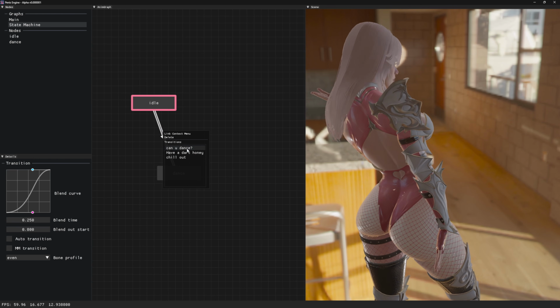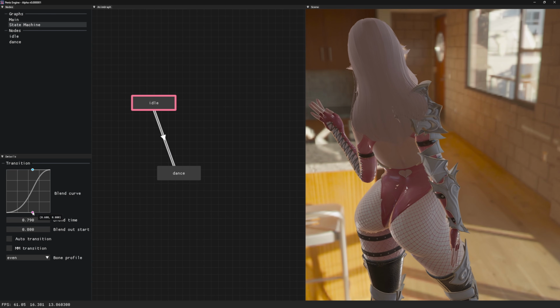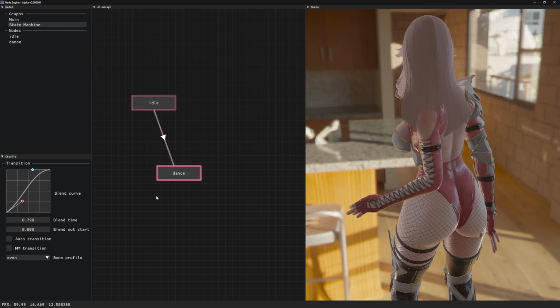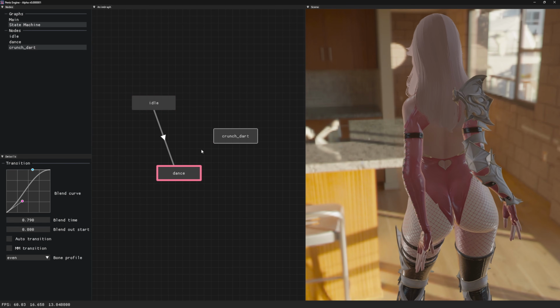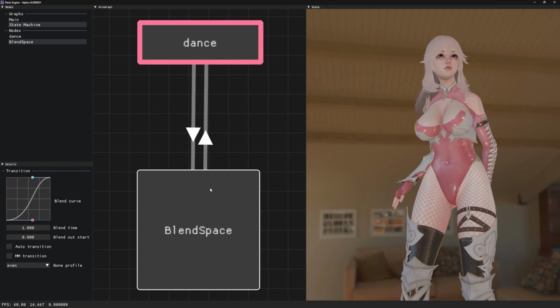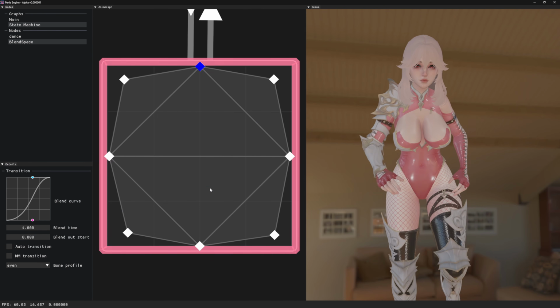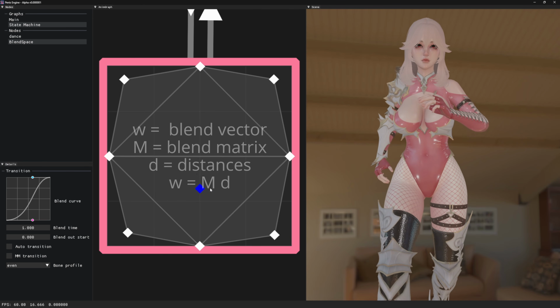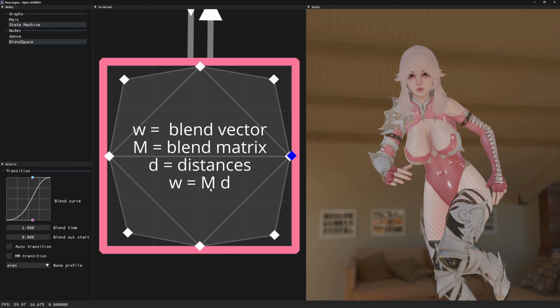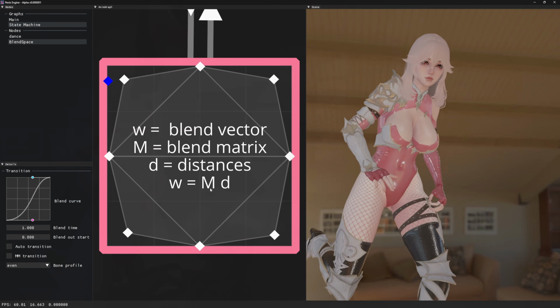So here it is, the node editor. Pretty happy with how it all turned out. It's got the usual functionality you'd expect, like change blend times, you can adjust the blend curve, you can see stuff moving around. But easily my favorite part is the blend space. It works by calculating a normalized blend vector, which we find by solving this linear system of equations, and the result is this smooth interpolation.